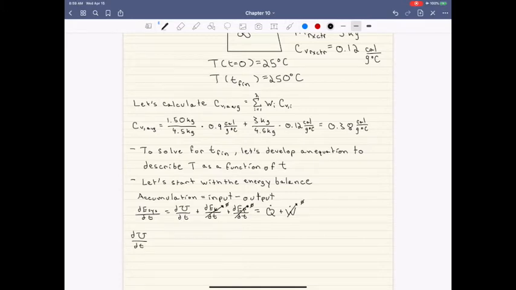At this point, I'm going to simplify dU/dt further and rewrite it as the product of the total mass times the specific internal energy of the system. This term is constant, right? Mass is conserved, so that won't change. So we can pull that out of the derivative.